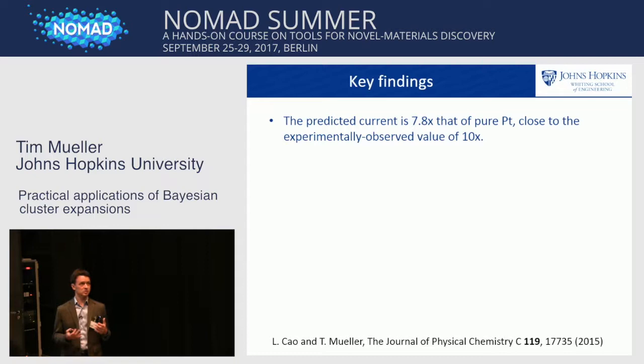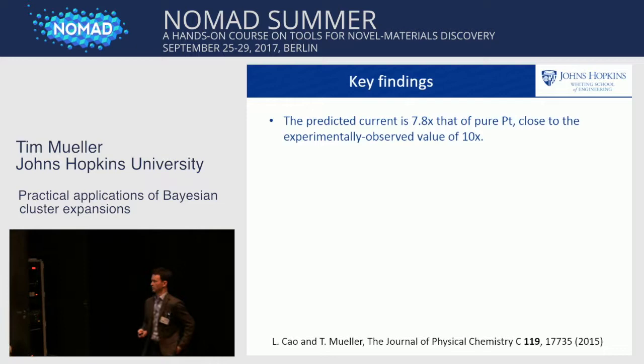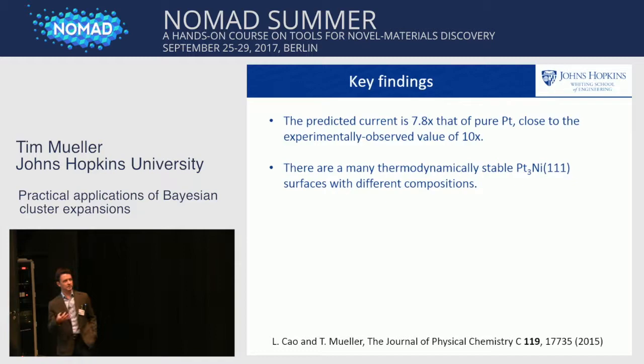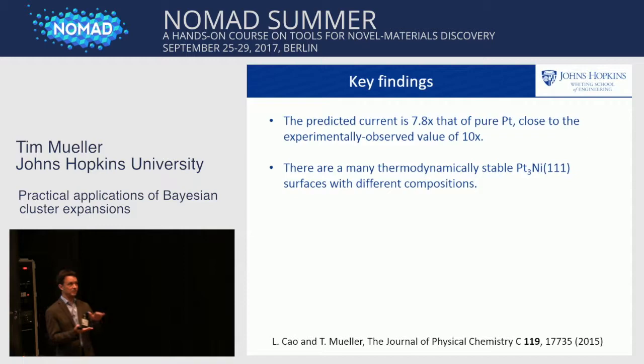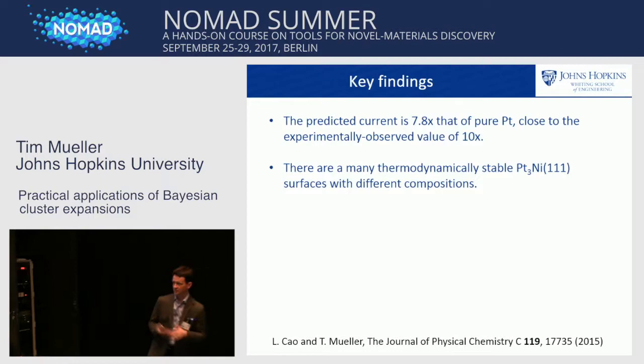We also get some other interesting results here. I'm not going to go into these in more detail, but one of the things that you find is that there's no such thing as the thermodynamically stable surface of a Pt3Ni(111) surface. It depends on the relative chemical potentials of platinum and nickel, so you can have a wide spread of different thermodynamically stable surfaces. There's no one single answer here.